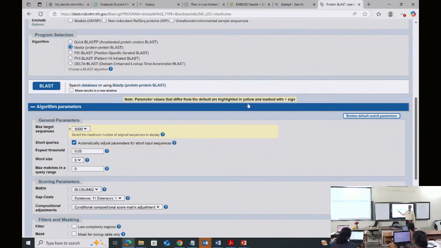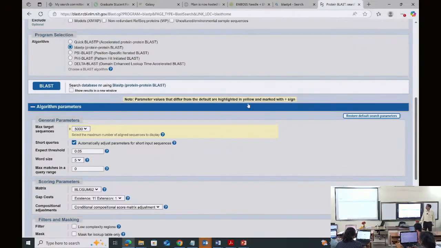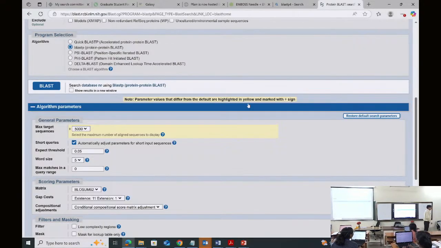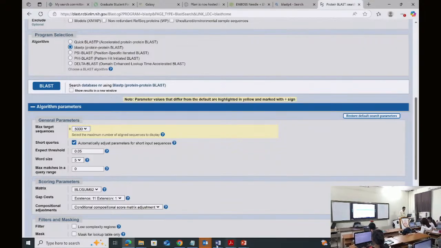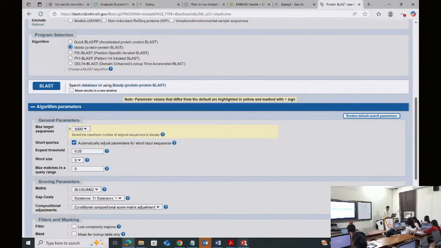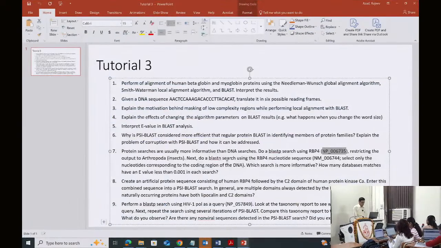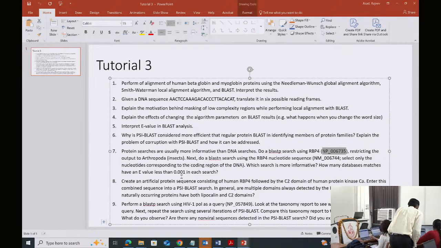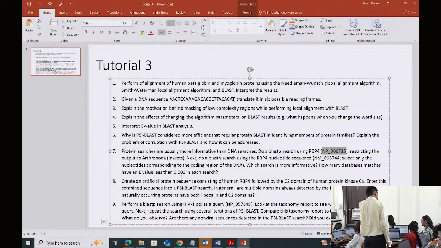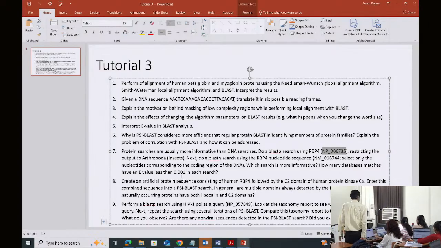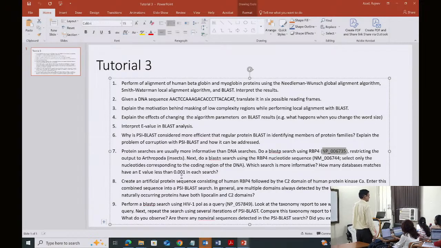And let me know how many hits you are getting when you are using the retinol binding protein as the query, restricting the search to Arthropoda. So how many total hits for protein BLAST? How many? Oh, 667. Okay. So note it down, 667, and then do nucleotide BLAST as instructed.